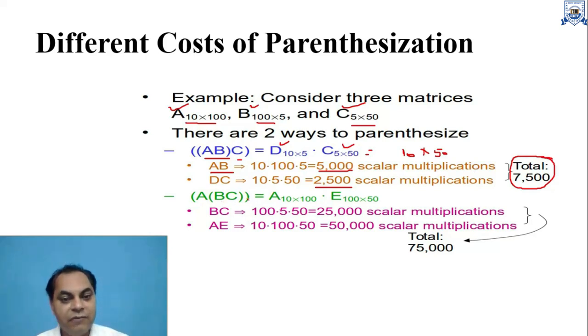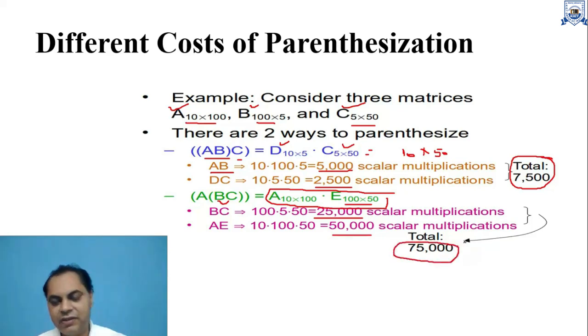Now, if we multiply matrix B and C first, let's say we get matrix E, and the dimension of matrix E would be 100 into 50. Then we multiply this E matrix with matrix A, and we get the final solution. In this case, the number of multiplications when we multiply B with C would be 25,000, and when we multiply with A, it would be 50,000. So the total number of scalar multiplications is 75,000.